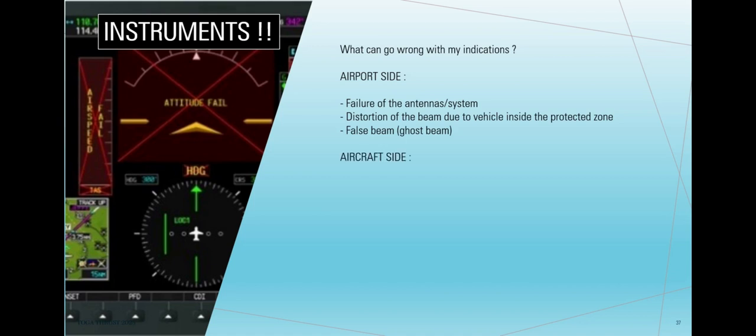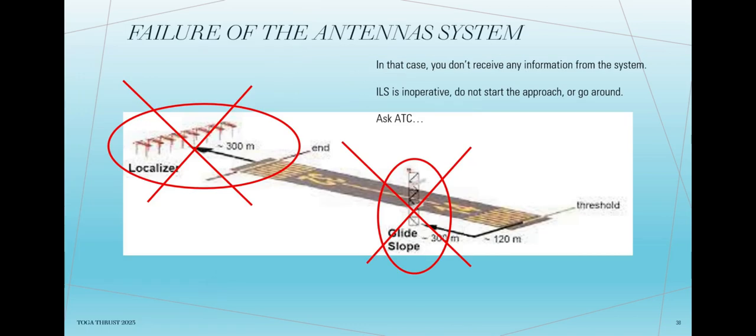Aircraft side: failure of the instrument, failure of the glide path receiver, failure of the localizer receiver, failure of the screen, AFIS. Failure of the antennas system.